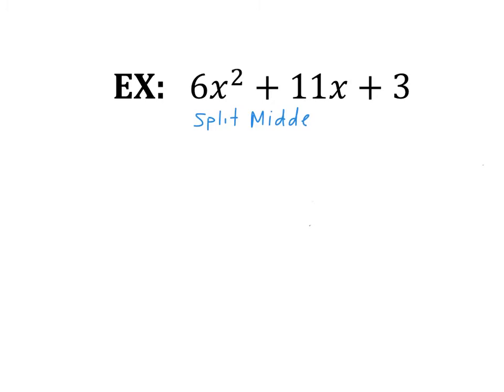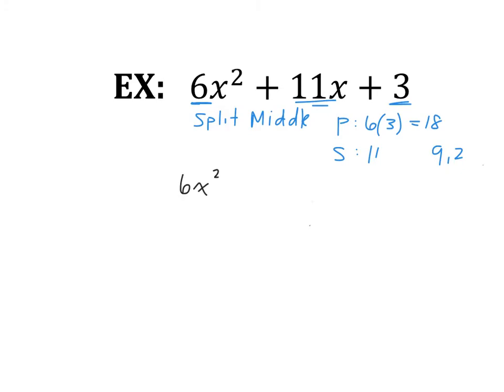In this case, I'm looking for two numbers whose product is 6 times 3, or 18, but whose sum is the middle term here, 11. So what two numbers do we get? We should get 9 and 2. 9 times 2 is 18. 9 plus 2 is 11. So we're going to split that middle term.